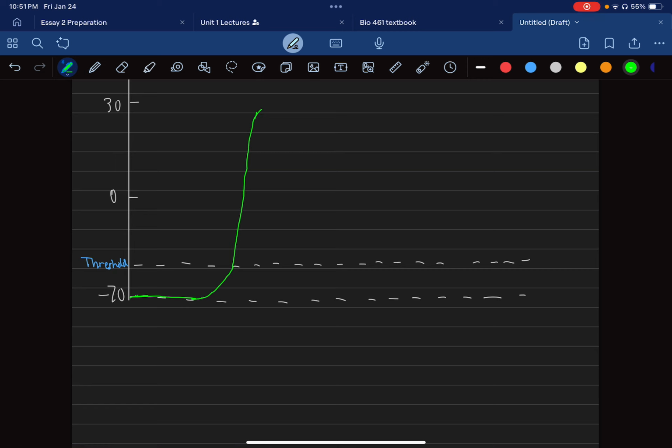As it depolarizes, eventually those sodium channels are going to begin to close, the ones that we had opened earlier. And there's also going to be some voltage gated potassium channels that are going to begin to open so that we can repolarize this cell. So we'll start to see a rapid drop. Once we hit this threshold, it's going to chill out a little bit, and then usually there's going to be a little bit of hyperpolarization here where we go below negative 70, and then we'll return to our normal level.